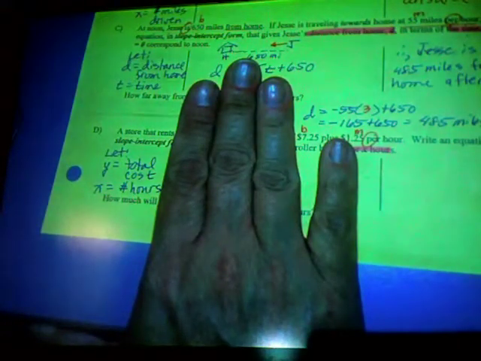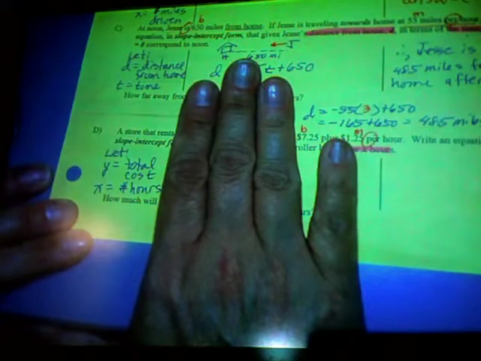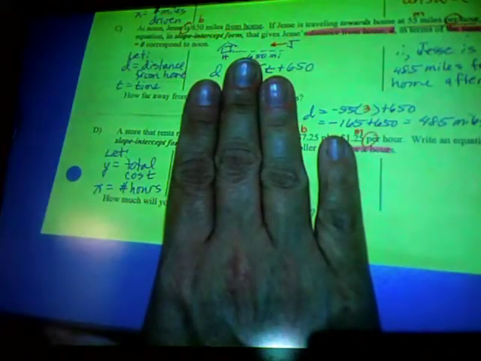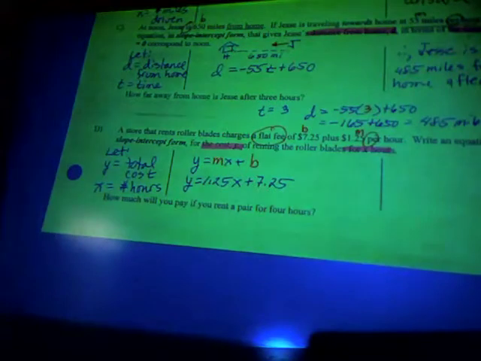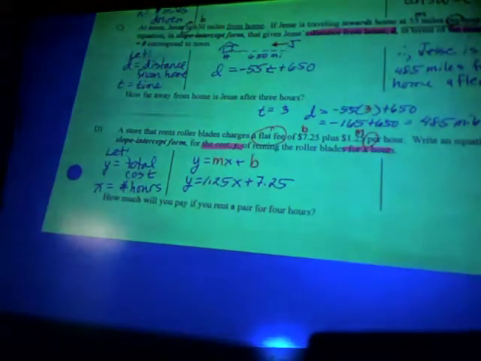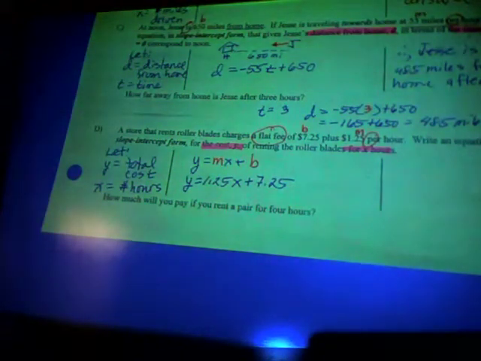Okay. So this one's nice because you already know it's Y equals MX plus B. So you don't have to switch anything out for X or Y because that's fairly obvious, right? So what do you have? Y equals what? All right, so Y equals 125X plus 725. Again, because it's a cost item, it adds to the cost instead of subtracting from the cost, right?